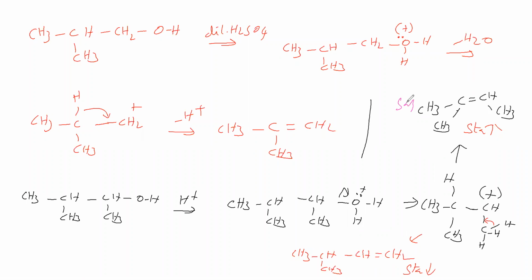This is called Saytzeff's product. This is the major product. Saytzeff's rule says that the more substituted alkene is the major product. So we said this alcohol on treating with dilute sulfuric acid gives an alkene, via Saytzeff. So alcohol on dehydration gives alkene.